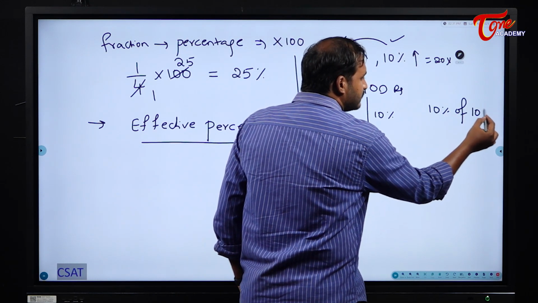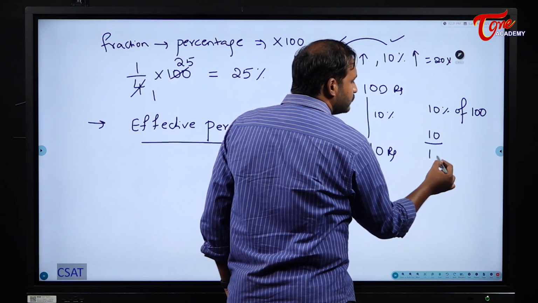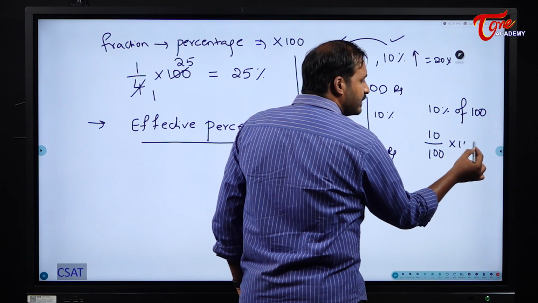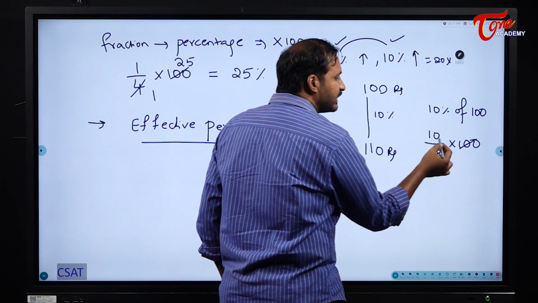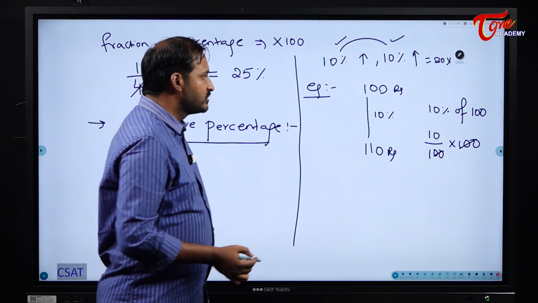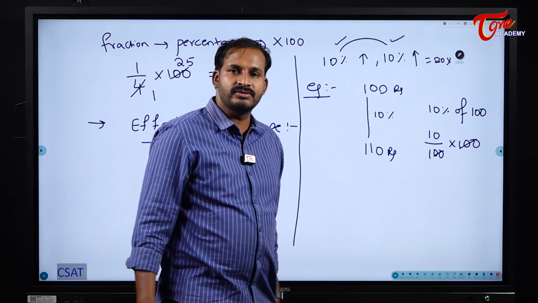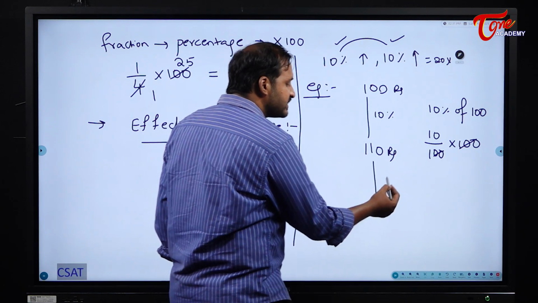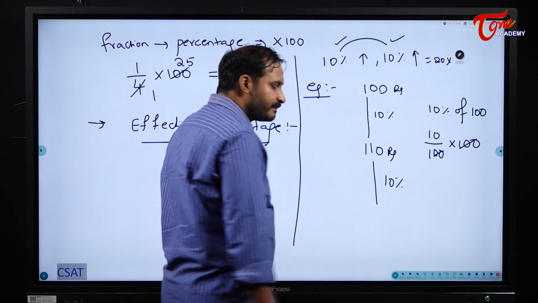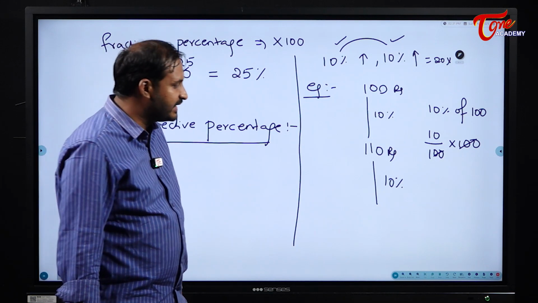10% of 100 is 10 by 100 into 100. So 100 will get cancelled and it is 10 rupees. So 10 plus 100, what does it become? 110. Next, his salary is once again increased by 10%.